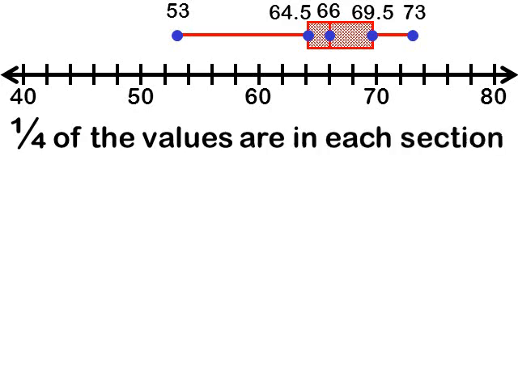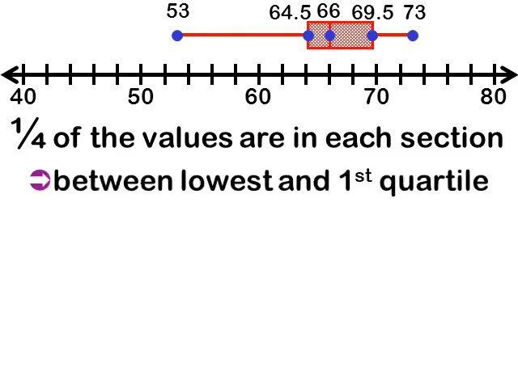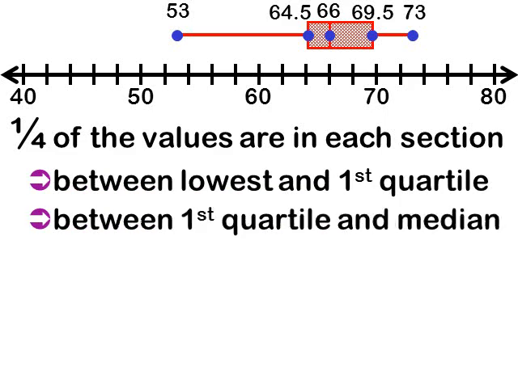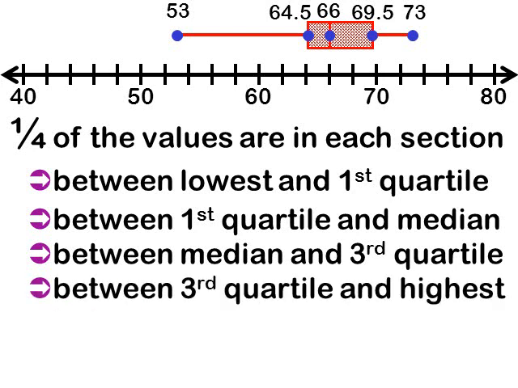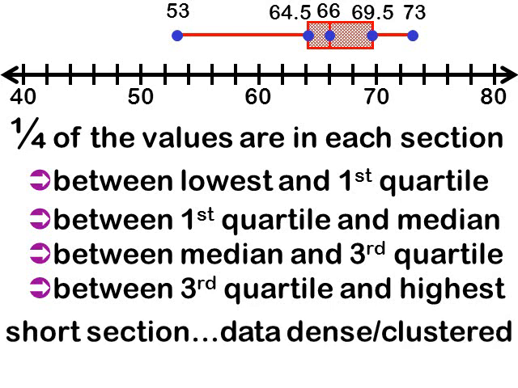A quarter of the values in your data set are in each section of a box-and-whisker plot. Between the lowest, which is 53, and the first quartile, that's 25% of the data. Between the first quartile and the median, that's another 25% of your data. The median and the third quartile also contain 25% of your data. And between the third quartile and your maximum value will contain 25% of your data.